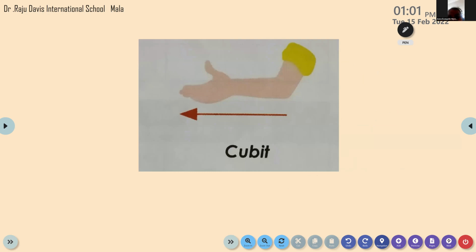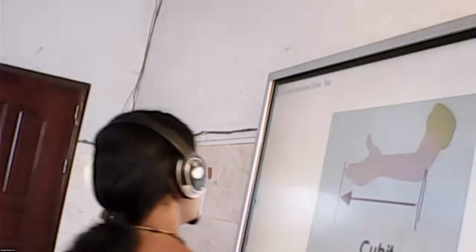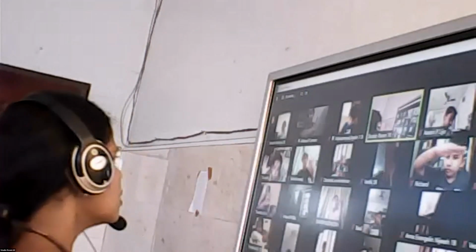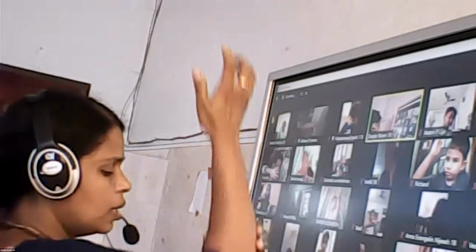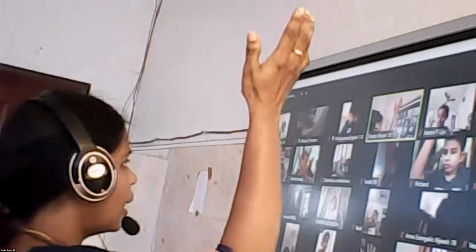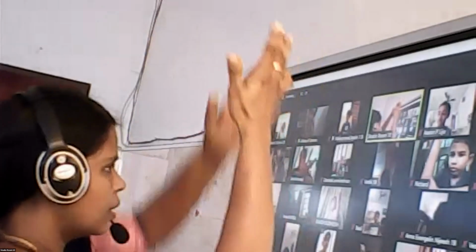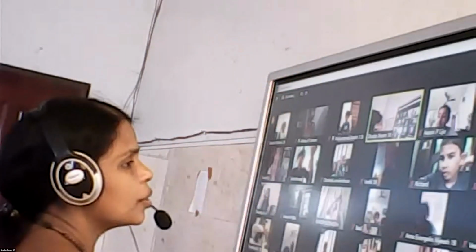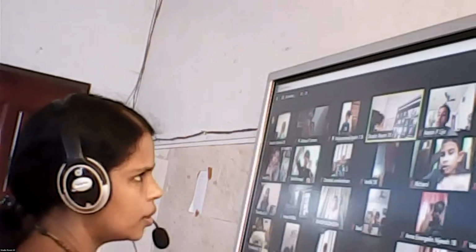C-U-B-I-T, cubit. It is a distance from elbow. This is your elbow. Elbow to the middle finger. Show me your hand. Okay, so the distance from elbow to the middle finger, that is a cubit. C-U-B-I-T, cubit.